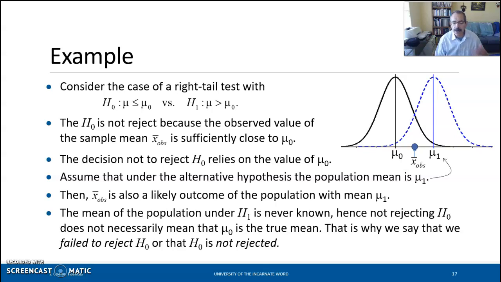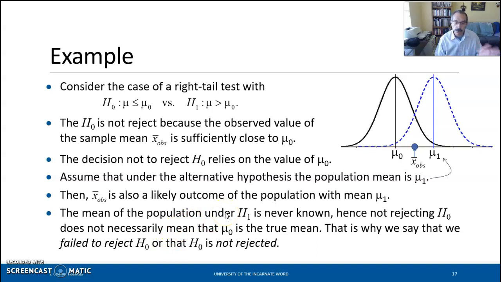We just don't know. We don't have enough evidence to contradict it, because the x observed is not enough evidence to think that the mu sub 0 under the null hypothesis is incorrect. Since we never know the truth, we're very careful in the language that we use. So we say that we failed to reject the null hypothesis, or that the null hypothesis is not rejected. We do not say we accepted the null hypothesis or we accepted the alternative hypothesis. We cannot say that because we don't know the true value of the parameter. So that's why we use failed to reject, or the null hypothesis is not rejected.